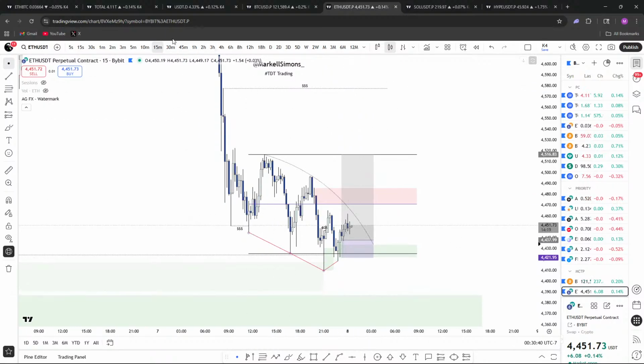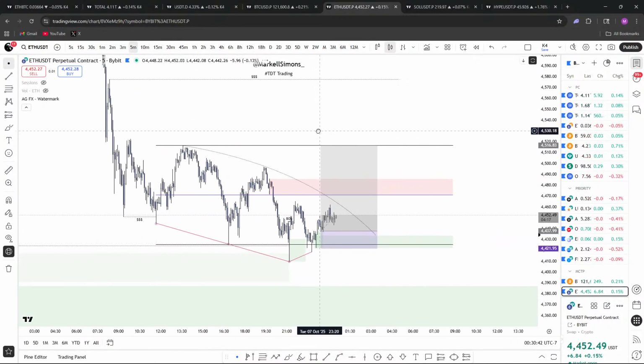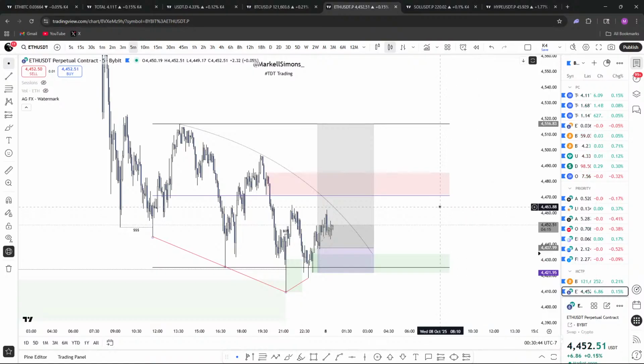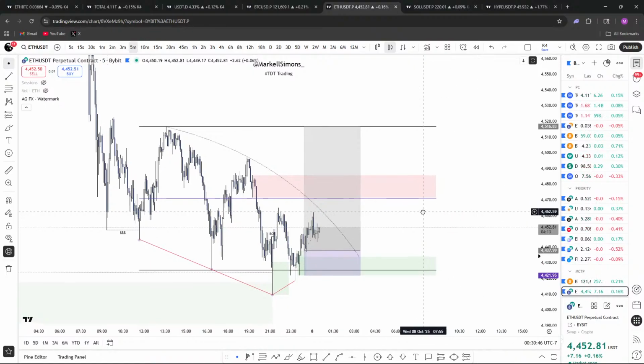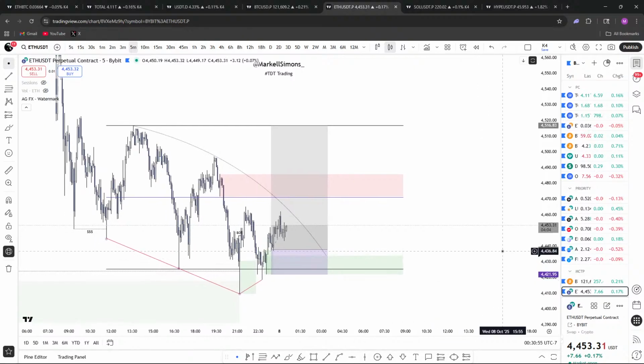But this looks really good. It's just Ethereum is kind of slow right now. Looks like it's trying to go up slowly. I don't know. Just wait for this demand POI. This is the highest probability entry. That's all I would say.